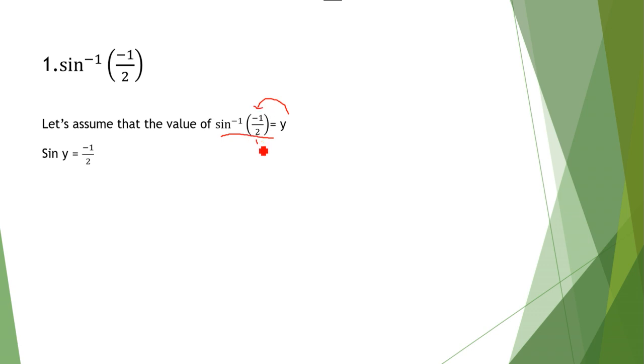So let's solve. The first question is sine inverse of minus 1 by 2. First of all, we make an assumption: sine inverse of minus 1 by 2 is equal to y. So we can write it in this form: sine y is equal to minus 1 by 2. That is, we bring the y to this side and take the minus 1 by 2 to the other side.